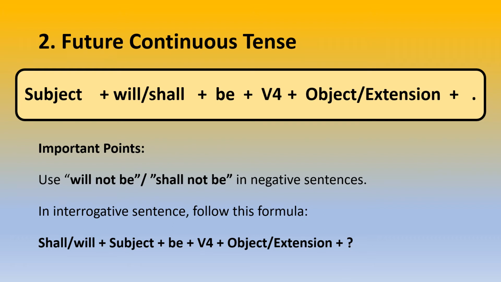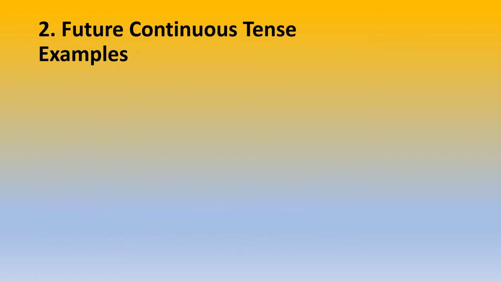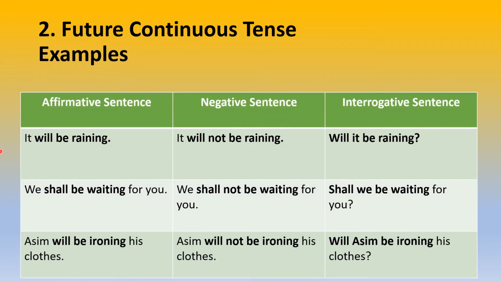Future continuous tense is used to talk about the action which will be continued in the future, which will be in progress in the future. See the following examples. It will be raining. It here is the subject, will be is the auxiliary verb, and raining here is the ing form of verb. And this sentence is talking about an action which will be taking place or which will be in process in the future.